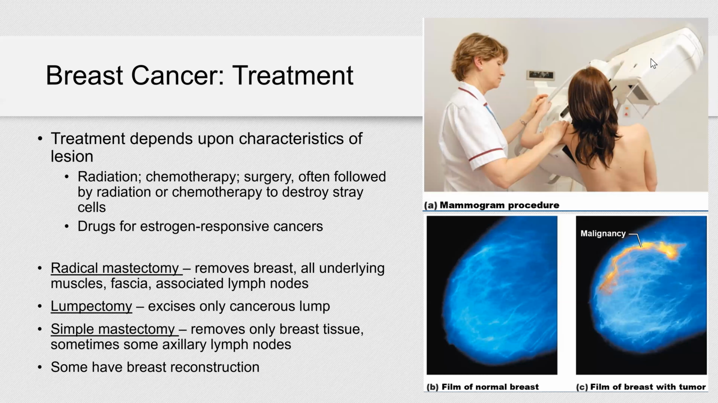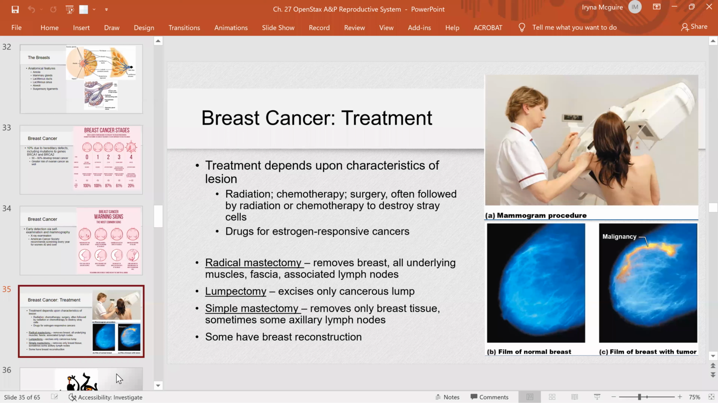On this diagram, you can see a mammogram procedure, right? And this is a film of a normal breast and a film of a breast with a tumor. So this part over here shows us malignancy. Okay, so I think this was the last slide in this PowerPoint before we get to the physiology part.